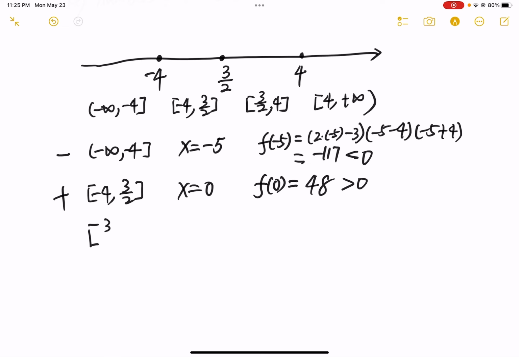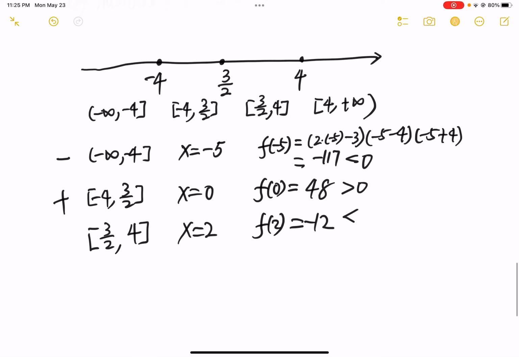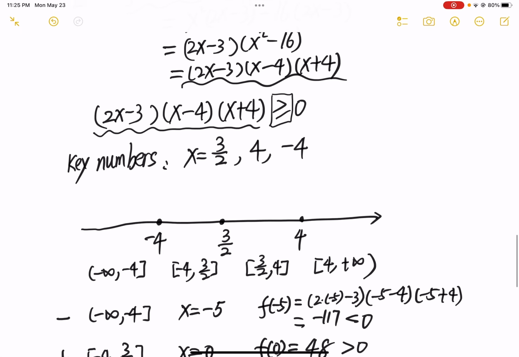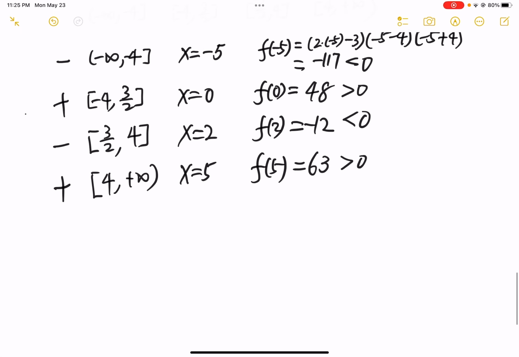On the interval 3 over 2 to 4, you can pick x equals 3 or x equals 2. Here we pick x equals 2. f of 2, using a calculator, is negative 12. You can check, it's less than 0, so it's negative. And for 4 to positive infinity, we can take x equals 5, or x equals 6, it doesn't matter. We just need to know if it's positive or negative. If you plug in, it is greater than 0, so here it is positive. Our aim is greater than or equal to 0, so we always choose the positive parts.